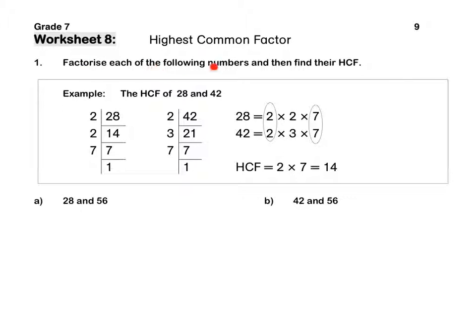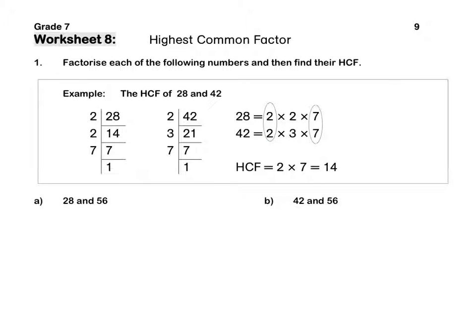Factorize each of the following numbers and then find the highest common factor. The highest common factor of 28 and 42. Now, let's use the ladder method to help us. We factorize 28 and we get that 28 is equal to 2 times 2 times 7. We factorize 42 and 42 is equal to 2 times 3 times 7.